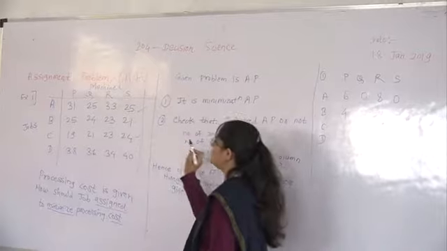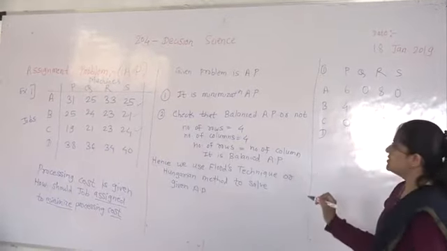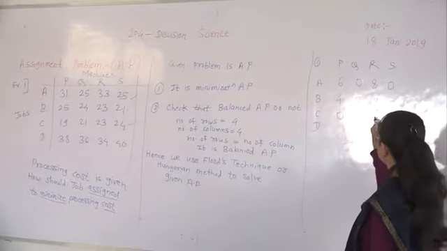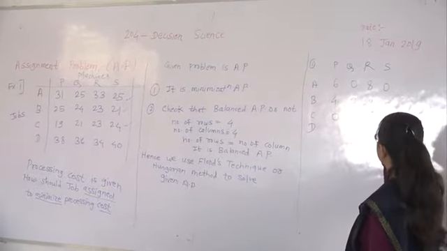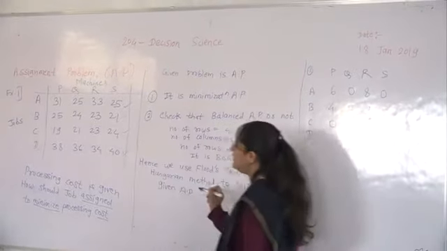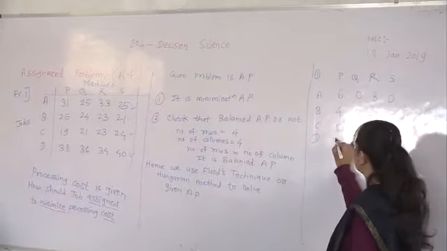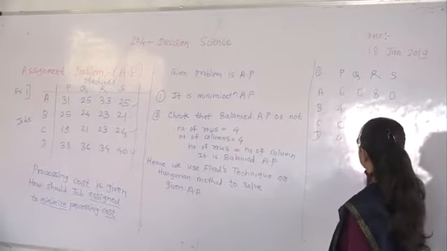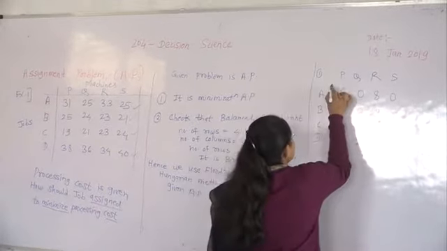Next, observe the third row. Which is the minimum element? 19. 19 minus 19 is 0, 21 minus 19 is 2, 23 minus 19 is 4, 24 minus 19 is 5. Same, observe the fourth row. Which is the minimum element? 34. 38 minus 34 is 4, then 2, 0, 6.